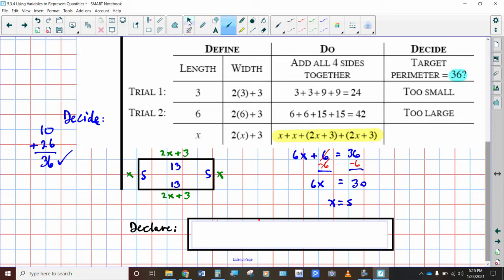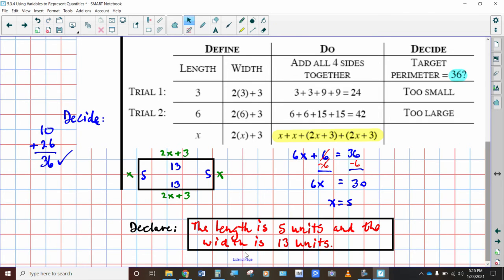And now we can declare our answer. The length is 5 units and the width is 13 units. So can we all agree setting up the equation and then solving for x is the easiest, most efficient way to get to an answer? Much, much better than taking all this time setting up the table.